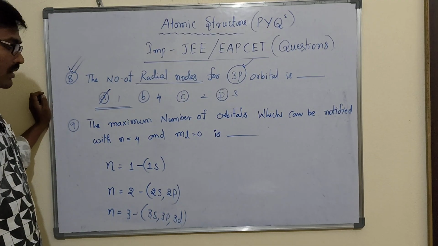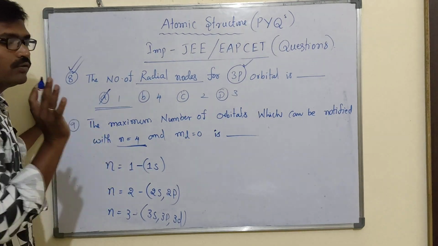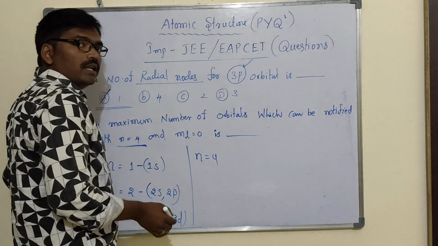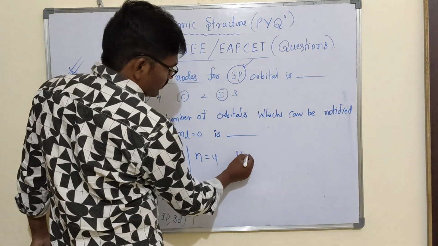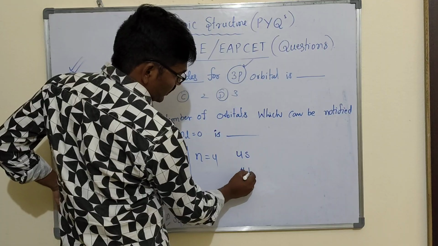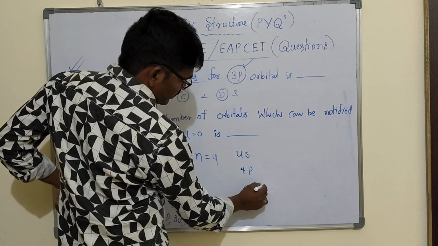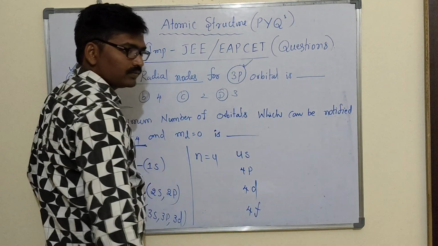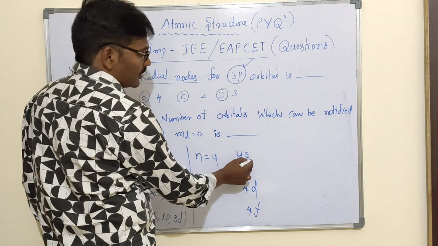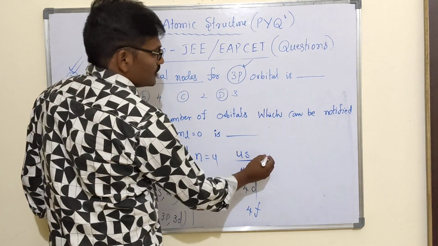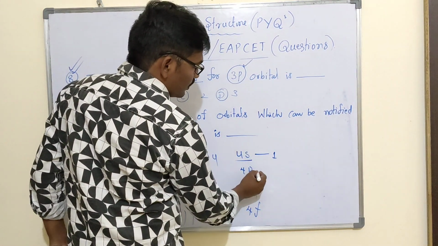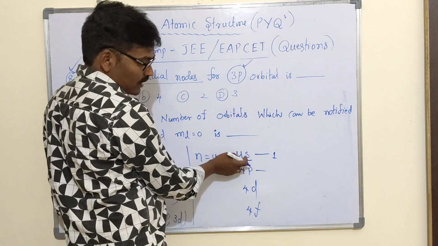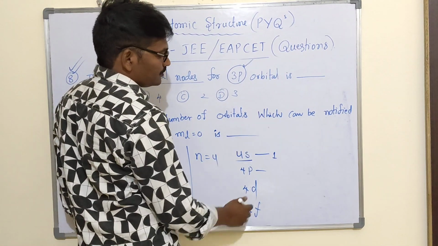Clear? Here they have given n equals 4. We need only n equals 4. When n equals 4, how many orbitals are there? Sir, 4s, then 4p, 4d, and 4f. There are 4 types of orbitals. Among these, the orbital with m value 0, sir, 1 is there. Actually, when l equals 0, the m value is 0.